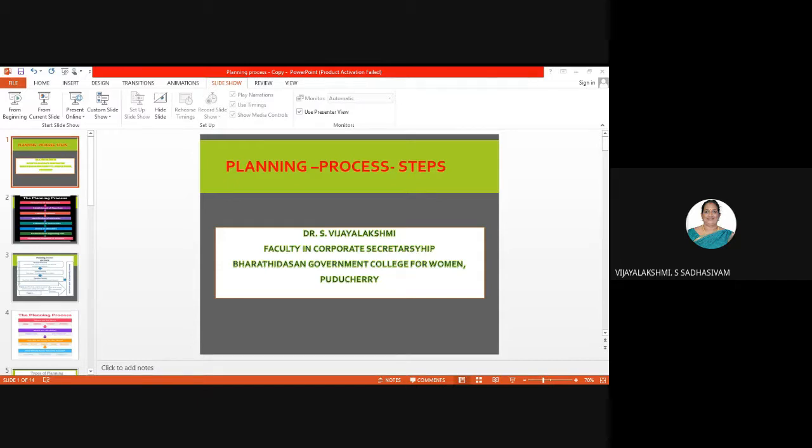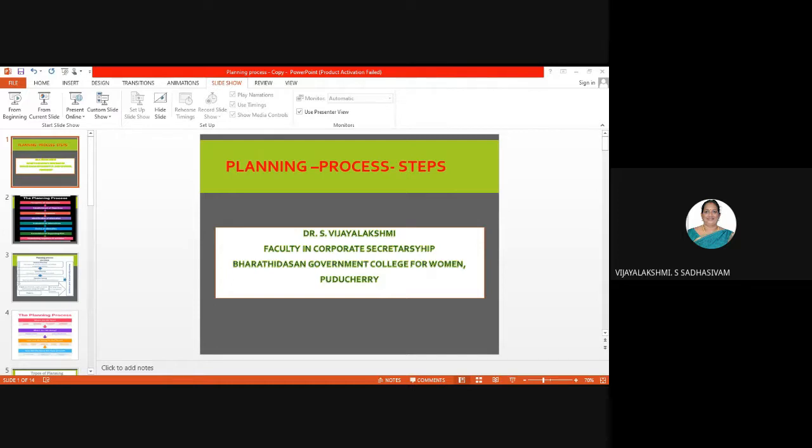Regarding the tactical plans, we try to have a blueprint. Whatever we are going to do in the strategic plan, we have a blueprint of it, and based on the blueprint we try to achieve it in a stepwise movement. These plans are often for a shorter duration and are done by the middle level managers.